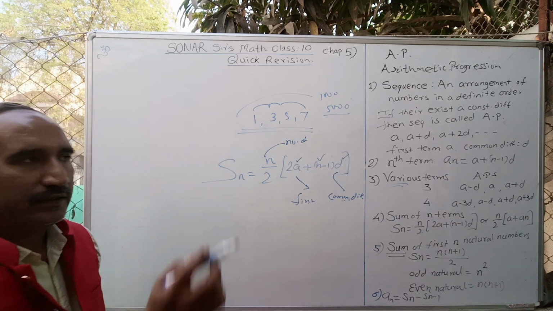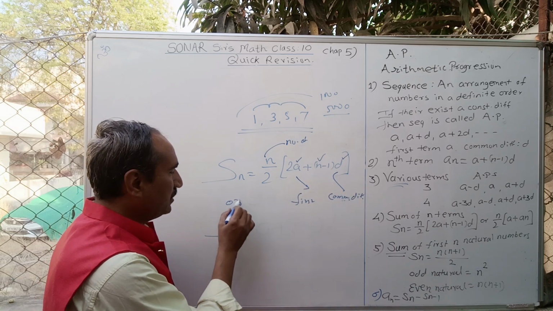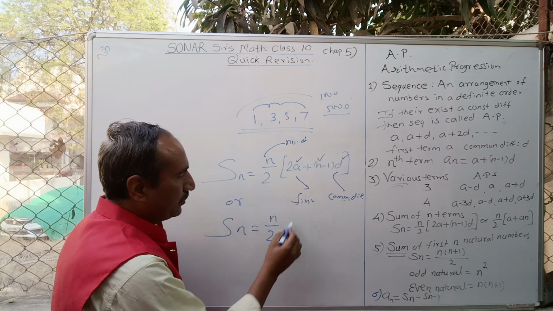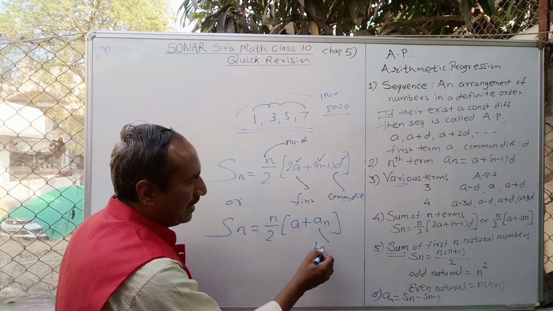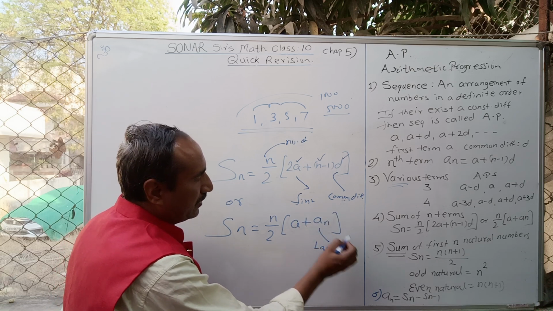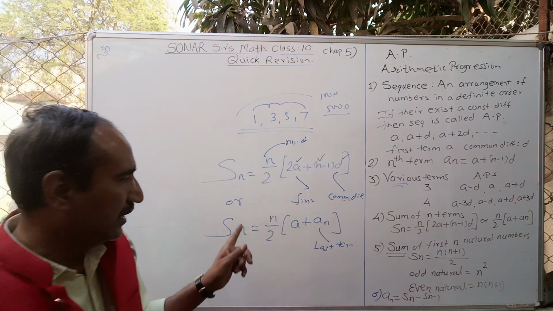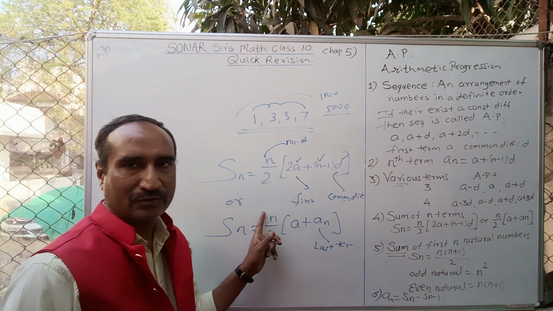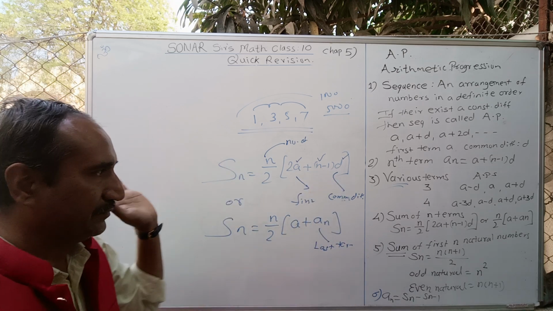If in the AP the last term and first term are known, at that time we can use another formula, n by 2 in bracket a plus an. This an is the last term of the AP. If the last term of the AP whose sum is to be found is given, we'll use this formula, n by 2 in bracket a plus an.